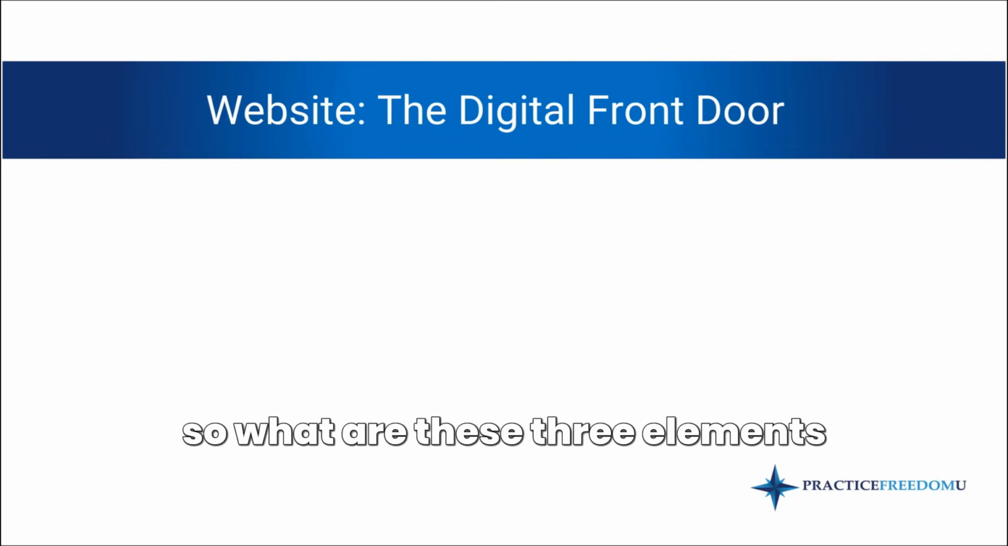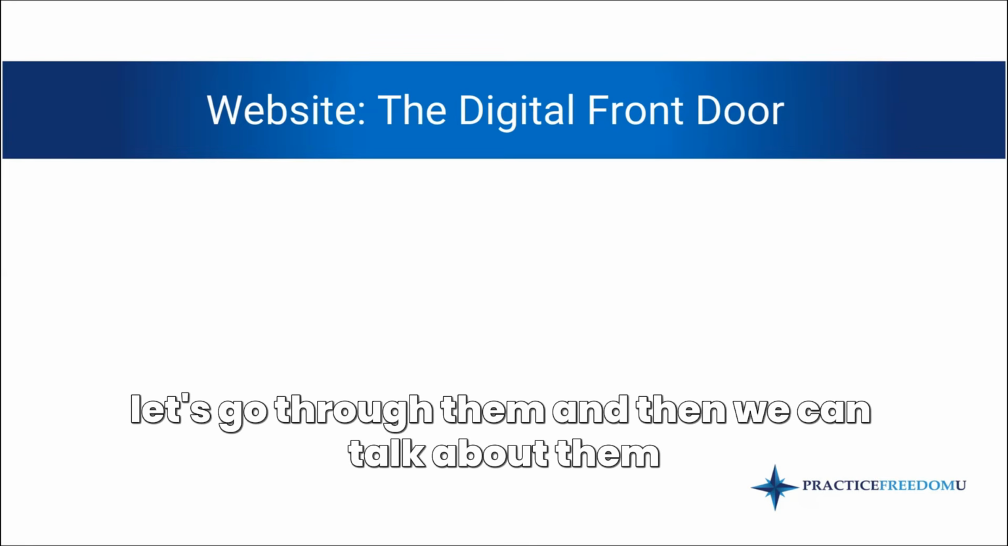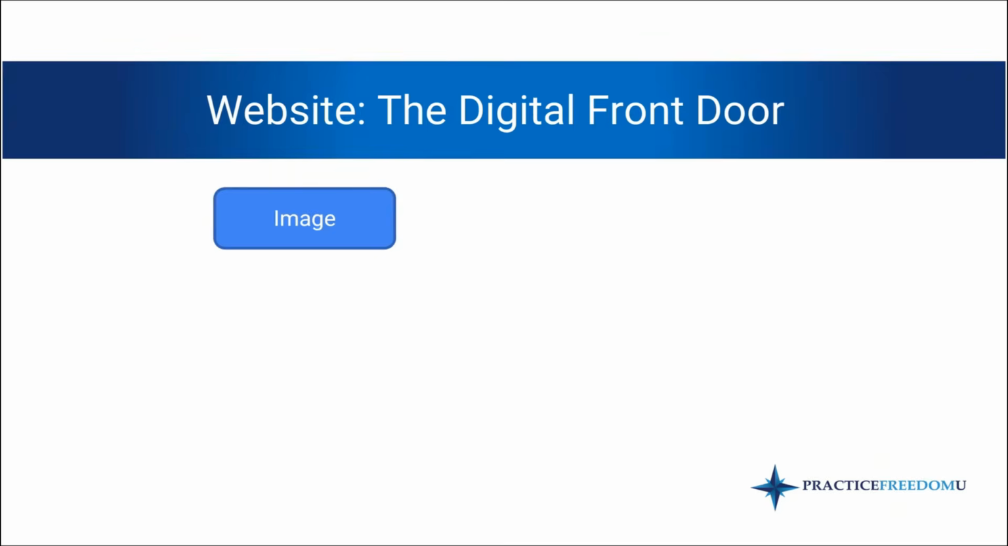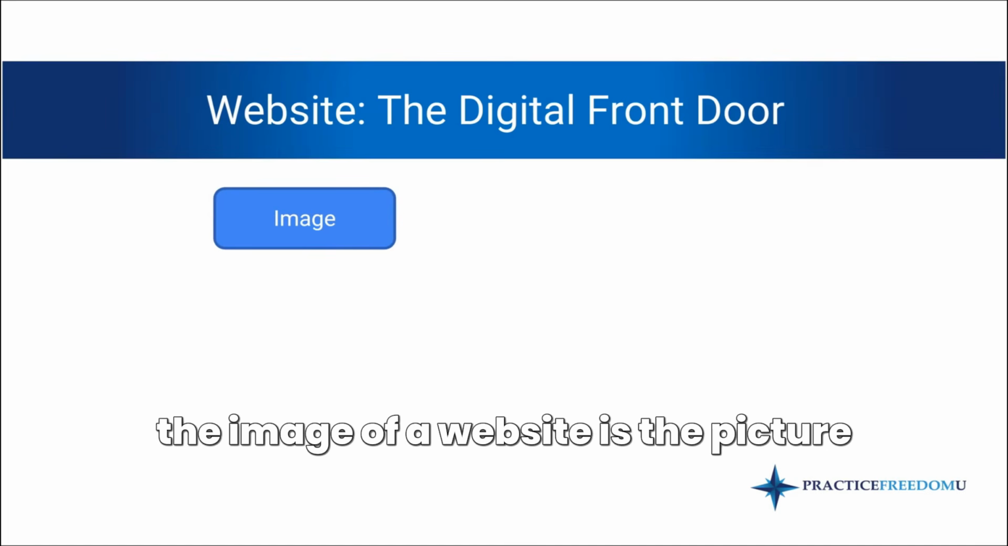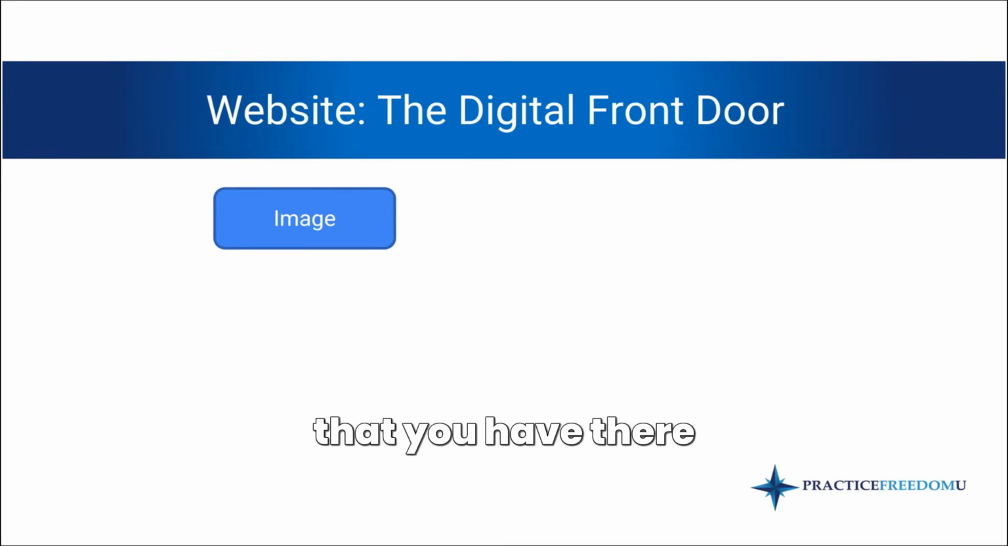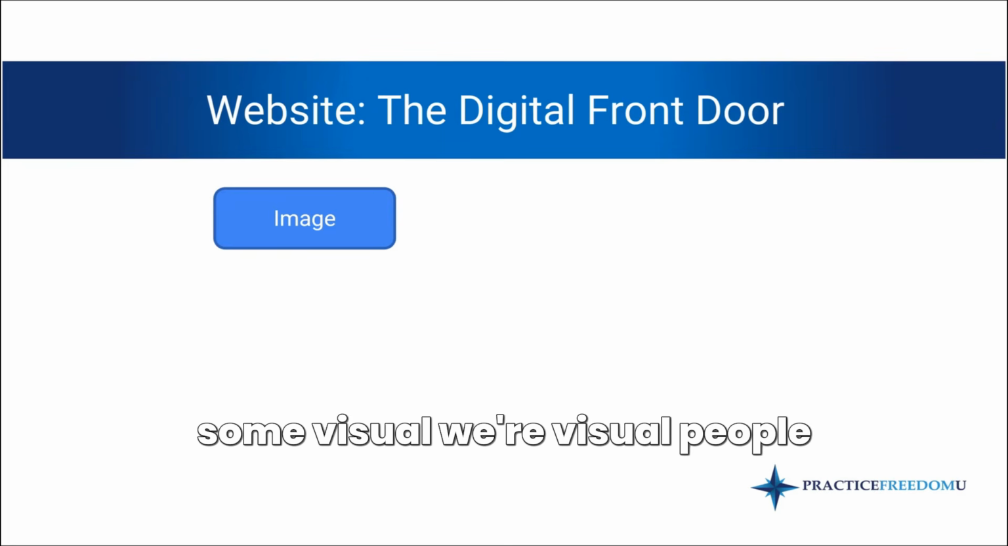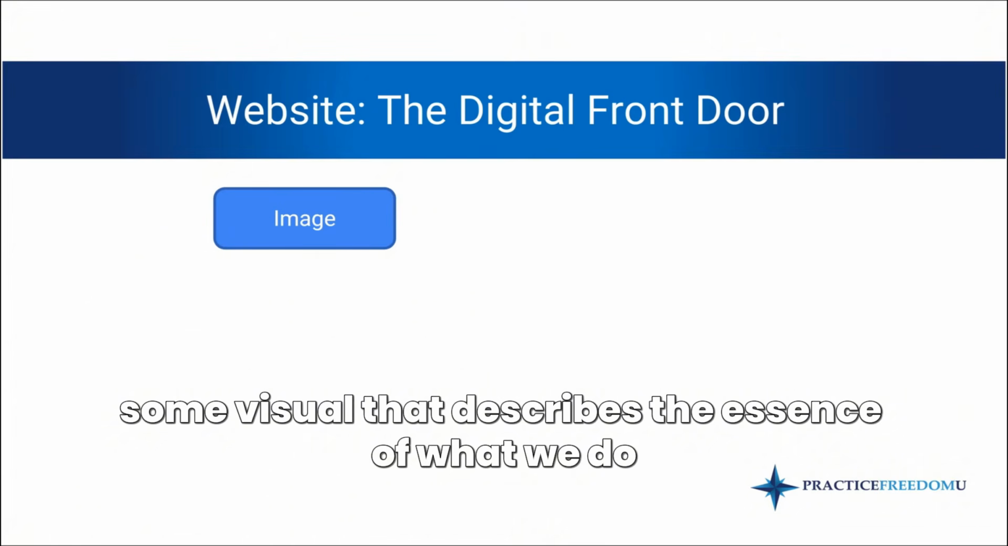So what are these 3 elements? Let's go through them and then we can talk about them. Number 1, image. The image of a website is the picture that you have there. Most websites, if not all, have some kind of image or should have some kind of image. Some visual, we're visual people. Some visual that describes the essence of what we do.